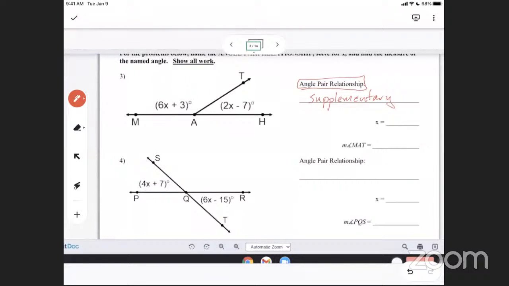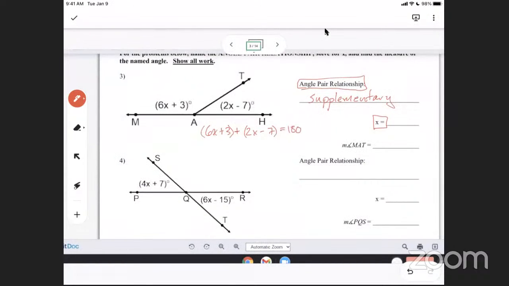All right. The next thing we're going to do is figure out what it means if they're supplementary. What does that actually mean? You do 6x plus 3 plus 2x minus 7 equals 180. That's right. So let's solve it for x, like they're asking us. I'll write this here: 6x plus 3 plus 2x minus 7. You don't really need parentheses because you're adding them together. Equals 180.